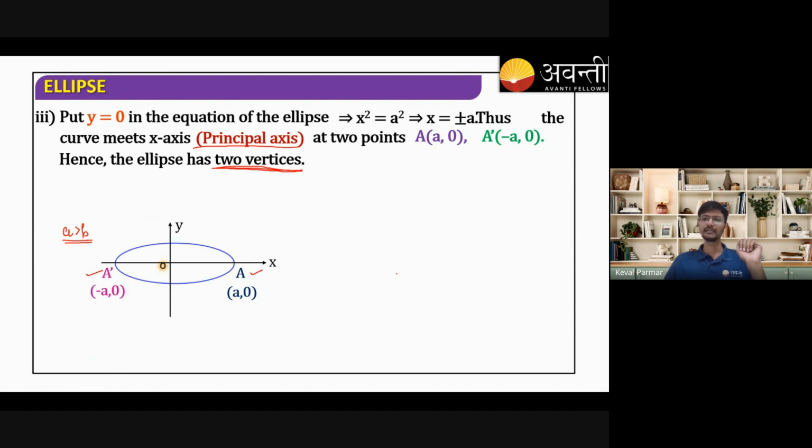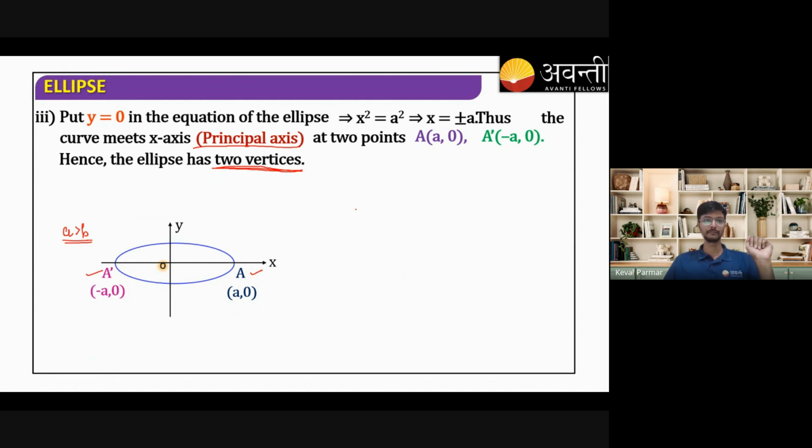Line segment pass through origin. What does that mean? You are saying some definition? Line segment pass through focus is called principal axis. No, principal axis is not a line segment passing through focus. Acha, okay, I got it. You are already on foci. We have not defined foci till now. It's fine. So according to you, it's correct. Very good. So two vertices, A and A dash.